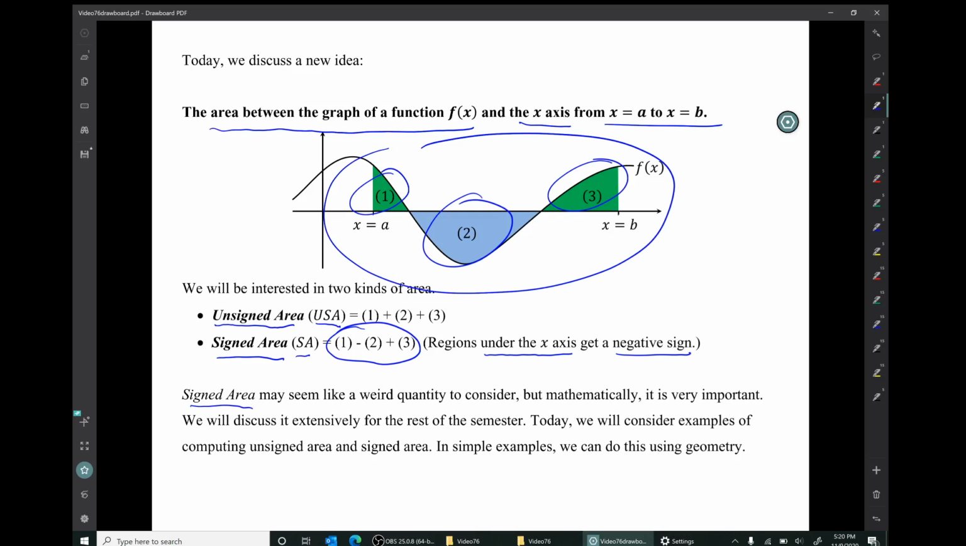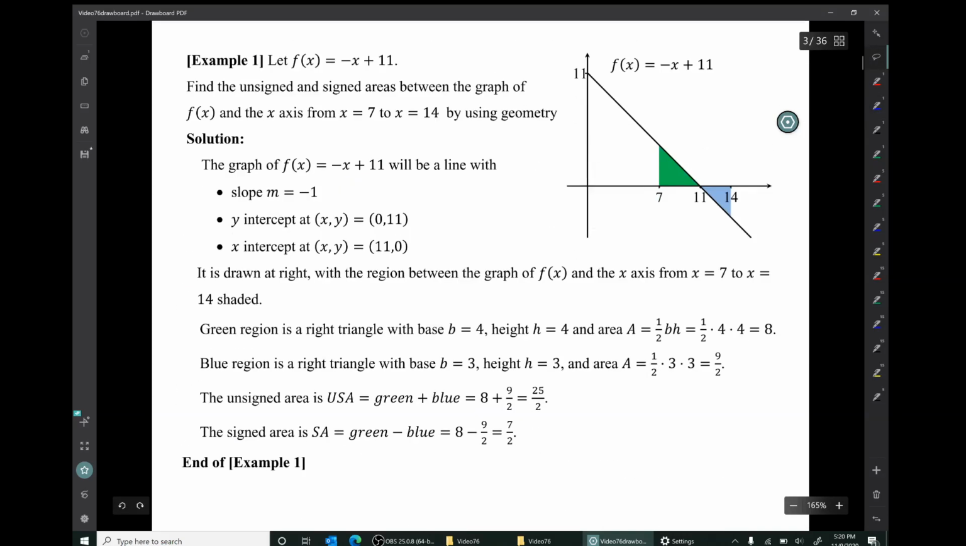Today we'll consider examples of computing unsigned and signed area. And in simple examples, we can do this just using geometry. Example 1. Let f of x be minus x plus 11. Find the unsigned and signed areas between the graph of f of x and the x-axis from x equals 7 to x equals 14 by using geometry. All right, well, the solution to that is it helps to draw the graph.